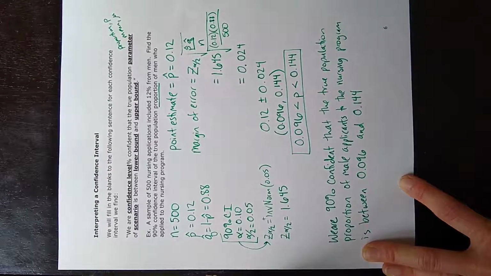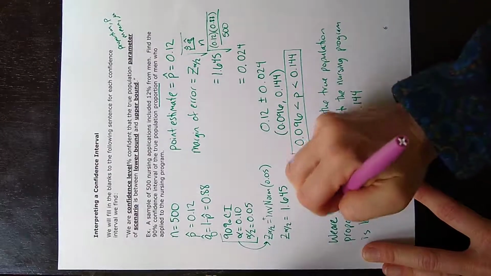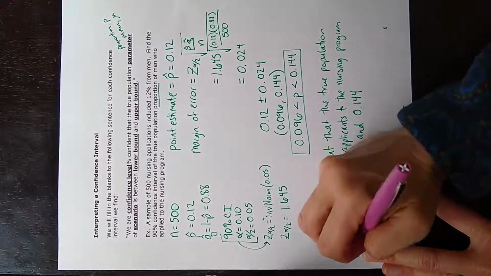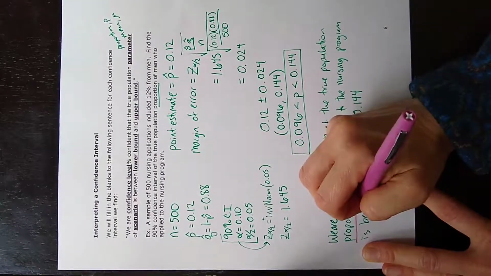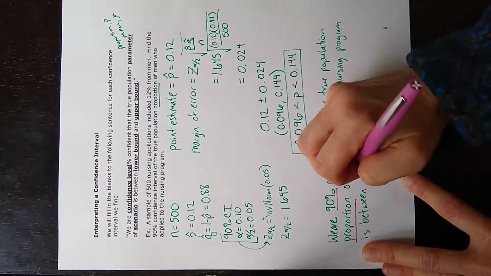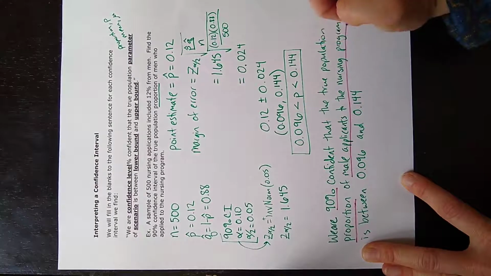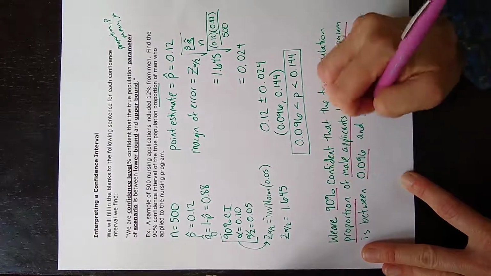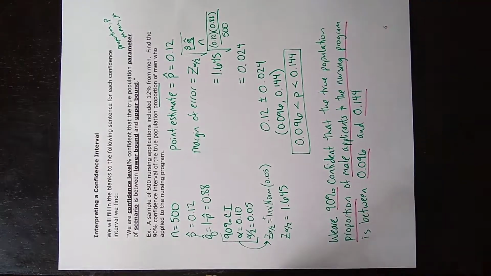0.144. So here are the values we filled in. We filled in that it was a 90% confidence interval. We filled in that we were working with proportions, not means. Here was our scenario, male applicants to the nursing program, and here was our lower bound and our upper bound. So those are the 5 values that you put into that standard statement to get your interpretation.